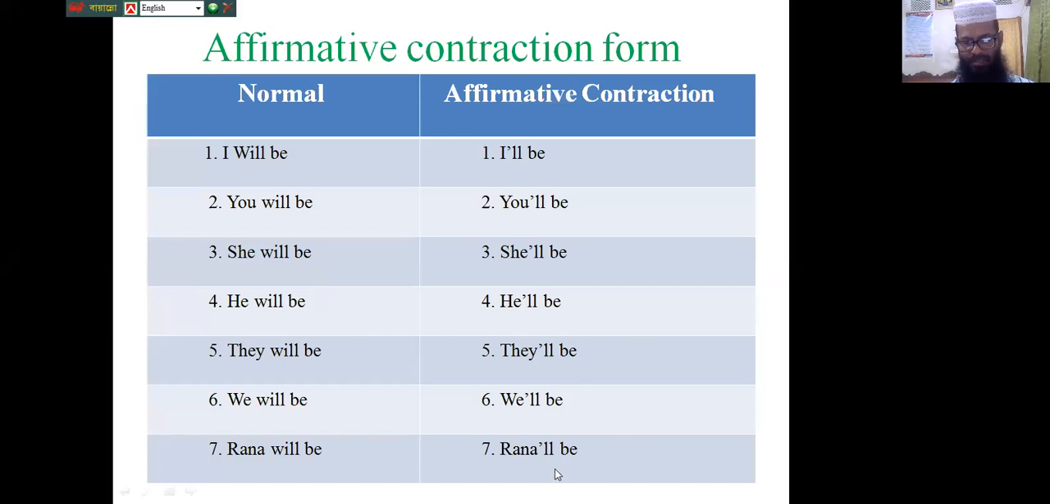Affirmative contraction. Rana will be, Rana'll be. Understand? Okay. That means whenever there is contraction, your pronunciation will be short. Okay, next.